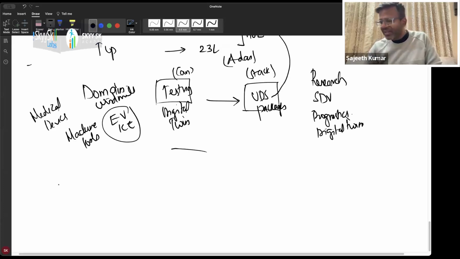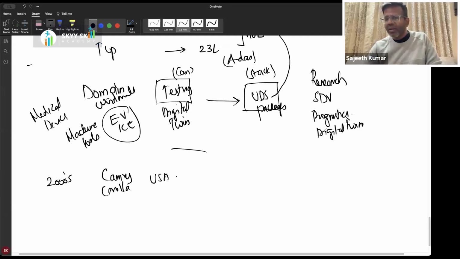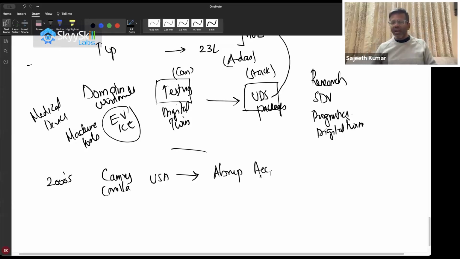I'll give a case study, right? Sometime in the early 2000s, Toyota was selling the Camry and Corolla in the US, right? This particular car had a serious problem, which Toyota did not acknowledge for a very long time. They had abrupt accelerations, right? Imagine you're driving the car on the highway, suddenly the car starts to accelerate. You let your foot off the throttle, the car is still accelerating. You press the brakes, the car is still accelerating.